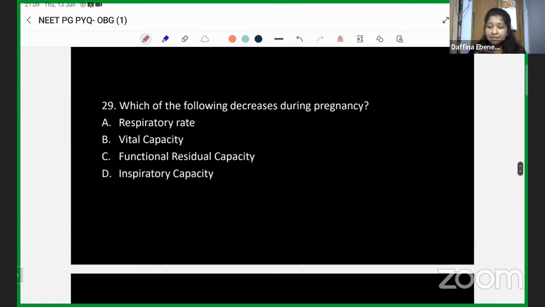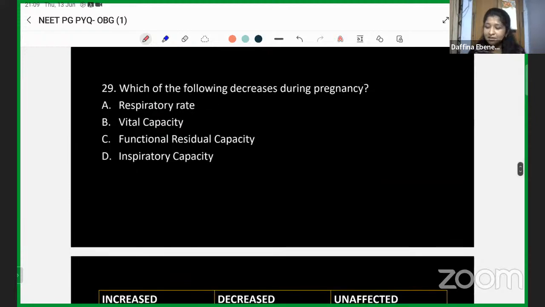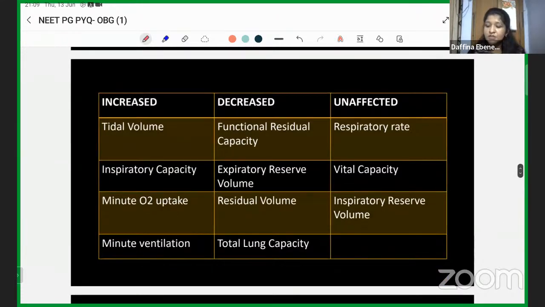Which of the following decreases during pregnancy? This is again a straightforward question only. For that, you should know the respiratory parameters and their changes during pregnancy: what is increased, what is decreased, and what is unaffected. Increase alone, you can remember with the mnemonic TIM. Tidal volume, inspiratory capacity, minute oxygen uptake, and minute ventilation. All these are going to be increased.